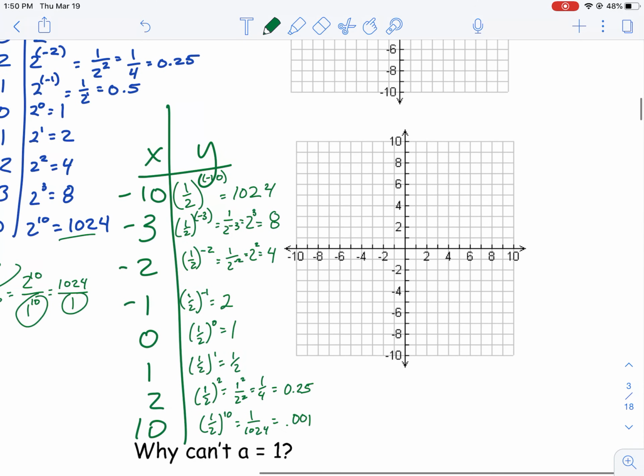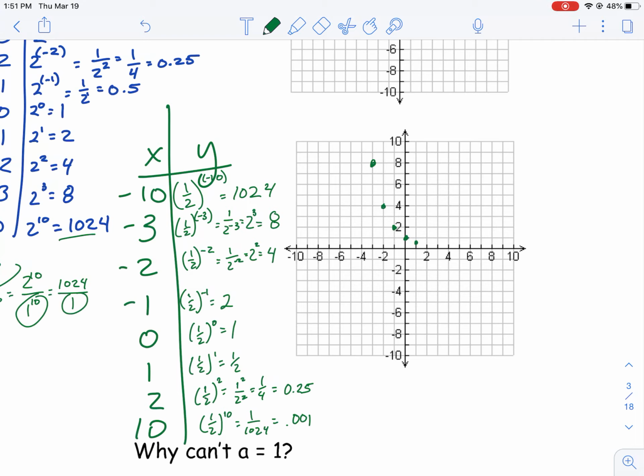Next, I'm going to graph these. At -10, again, I can't graph it. It's way off the graph. But when I get to -3, that's at 8. At -2, that's at 4. At -1, it's at 2. At x equals 0, y is 1.